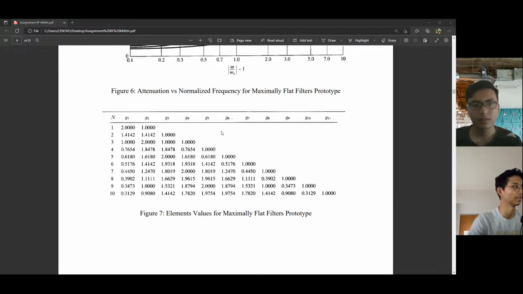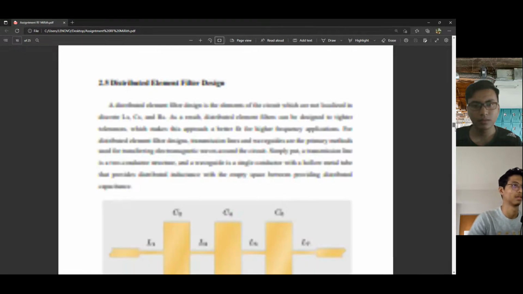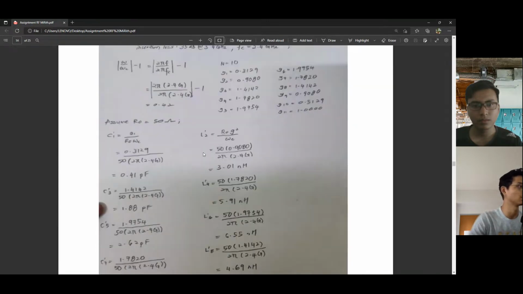This is the table for the maximally flat filter. So we got the value 10, so we have 11 values of G. From these values, we need to calculate the value of each capacitor and inductor.